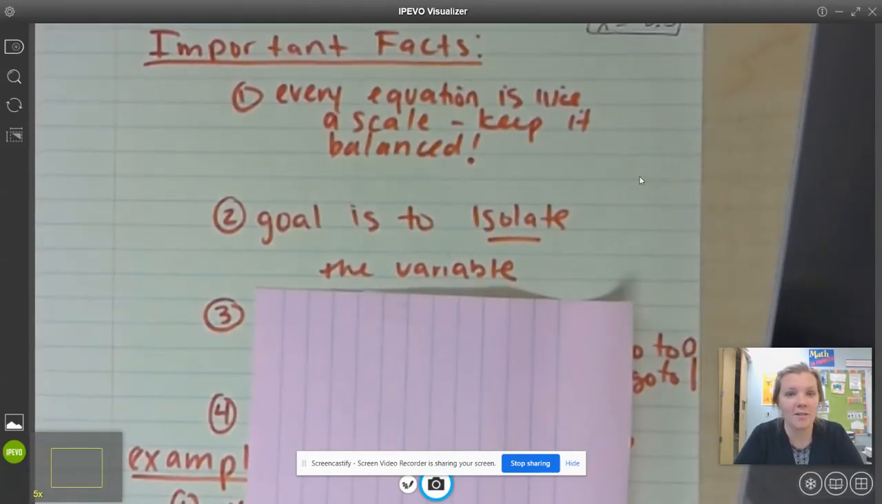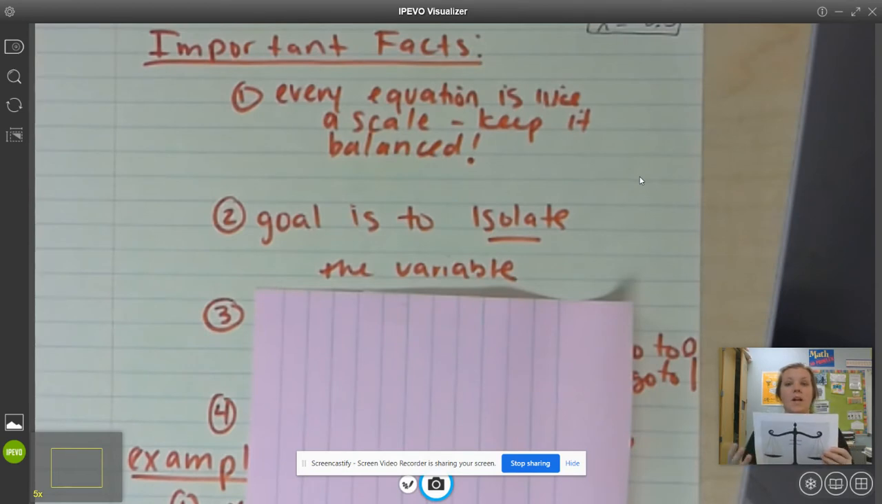I got cut off. We were going over 4 important facts for solving one-step equations. The first was that we're going to think about every equation as a scale. We're going to make sure that it stays balanced. Whatever we do to one side, we have to do to the other. The second is that we're going to isolate the variable.